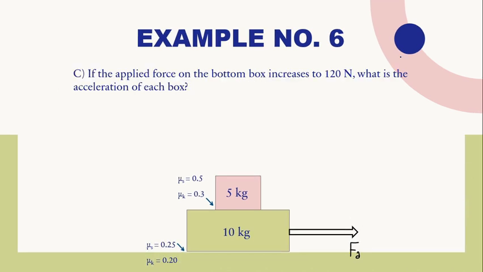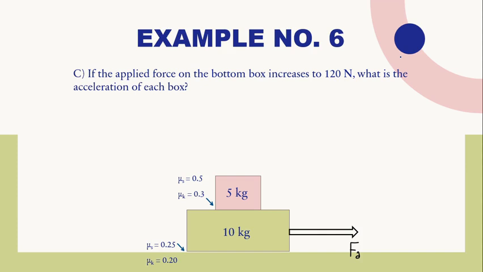Example number 6, part C. If the applied force on the bottom box increases to 120 newtons, what is the acceleration of each box? So we determined in the previous problem that if the applied force is greater than 105 newtons, then the top box will start sliding. So at this point, the top box will be sliding to the left on top of the bottom box as the bottom box continues to move to the right.